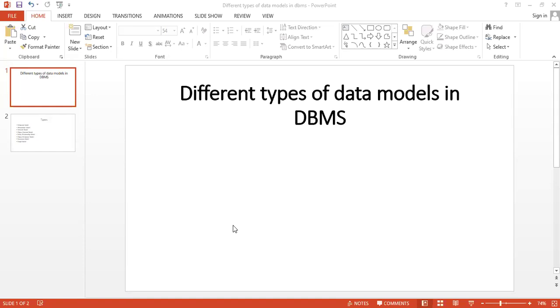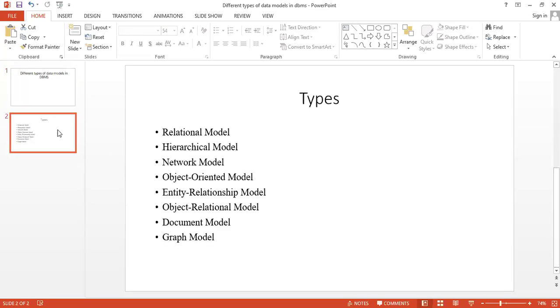So data models play an important role in DBMS. Organization of data can be performed based on this concept. For this, there are 8 types of data models in DBMS. First one is relational model, second one hierarchical model, network model, object-oriented model, entity relationship model, object relational model, document model, graph model. You already know what is DBMS.